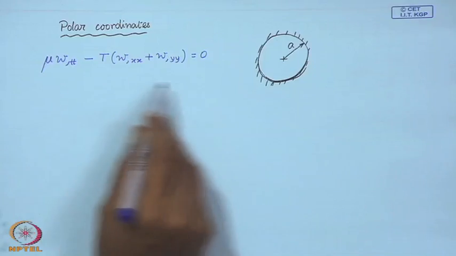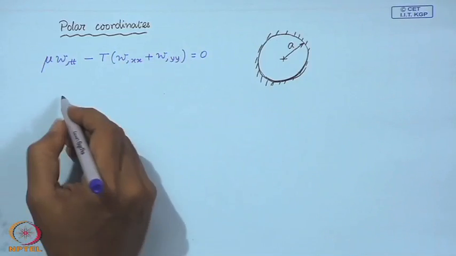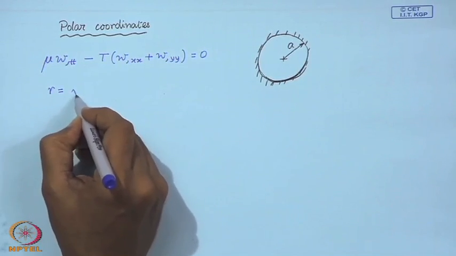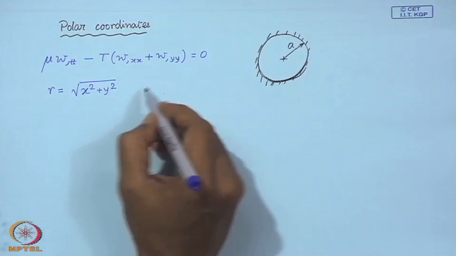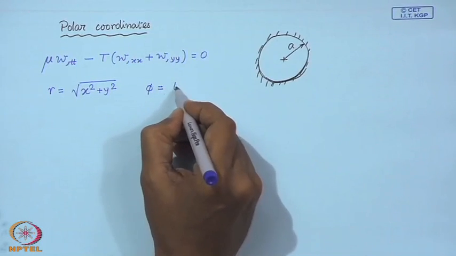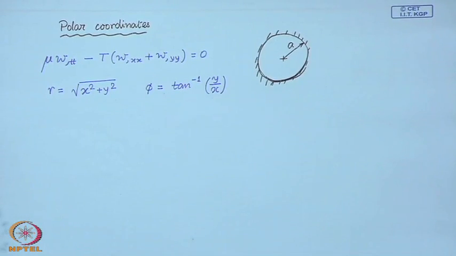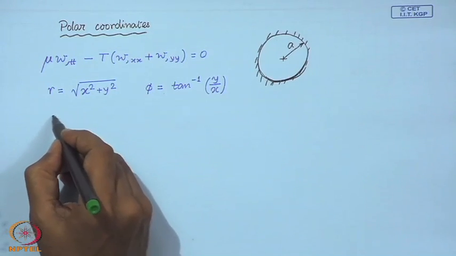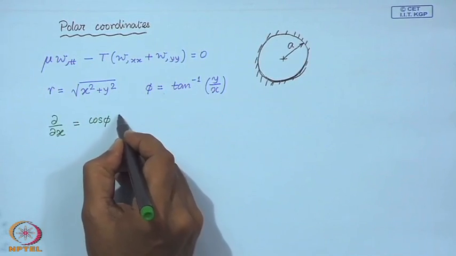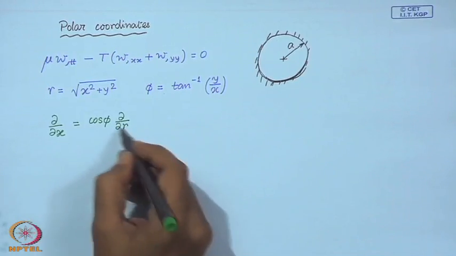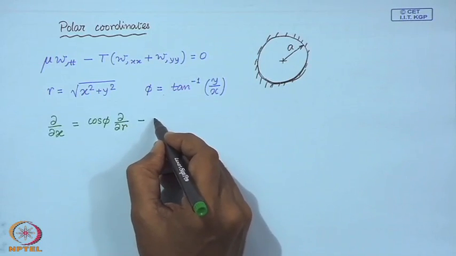So, we can derive the equation for a circular membrane from this by a simple coordinate transformation. If you consider that the radial coordinate r is the square root of x squared plus y squared and phi is tan inverse y over x, then using this you can derive these operators del x in terms of derivatives with respect to the radial and the angular coordinate.